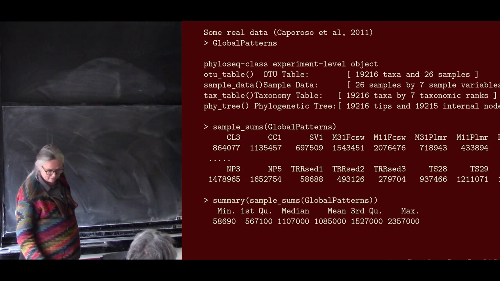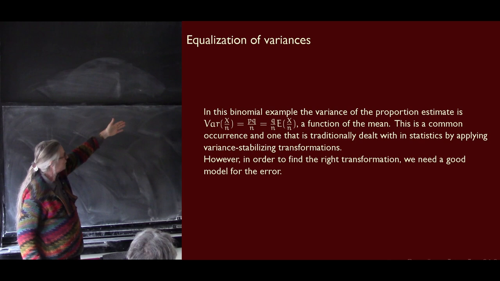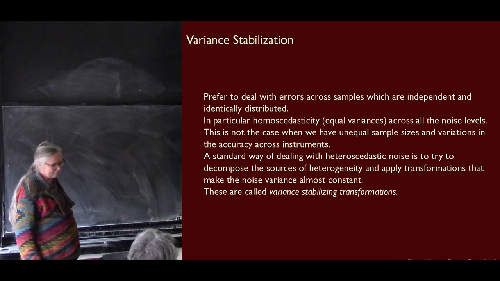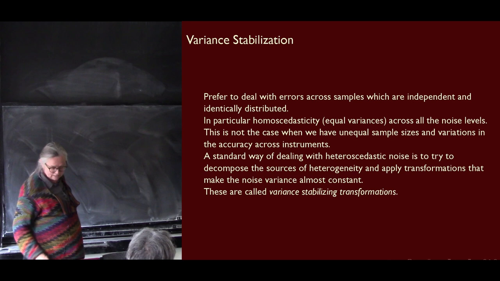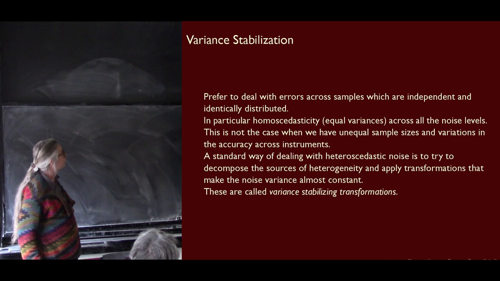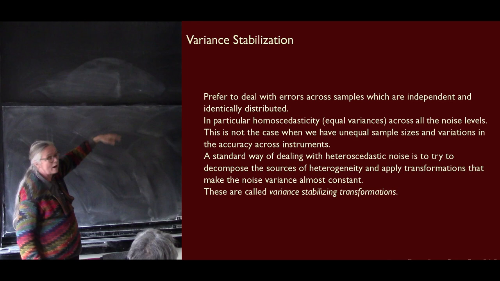So you need to equalize the variance, and the variance is going to be a function of this n, the underlying count. This is something that statisticians know how to do. We use variance stabilizing transformations, and it's related to the delta method for those of you who've taken a stats course. And I'm going to show you how we do this in practice.